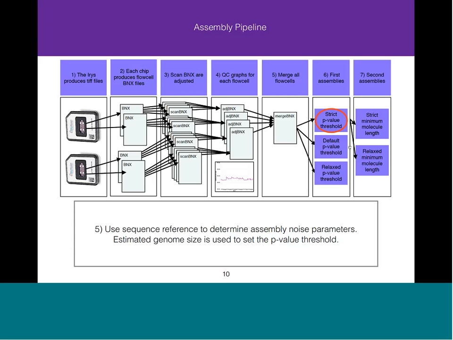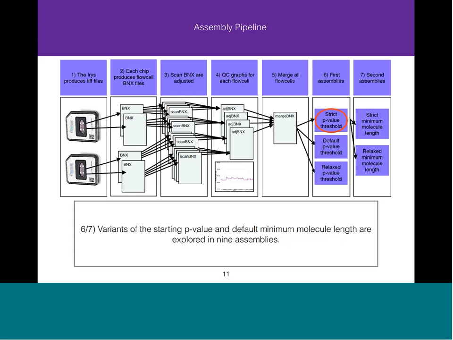We then figure a strict version of that p-value threshold and a relaxed version of that, and run 3 initial assemblies to try out a range of parameters. We then typically pick the best assembly out of those and run 2 more assemblies testing a strict and a relaxed version of the minimum molecule length with that best-performing p-value threshold. So ultimately, we can produce up to 9 assemblies depending on how comfortable we are with the earlier assemblies. In the case of Tribolium, our favorite assembly was the strict p-value threshold assembly.